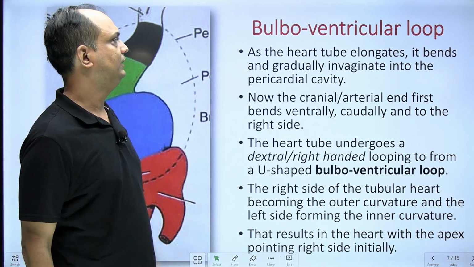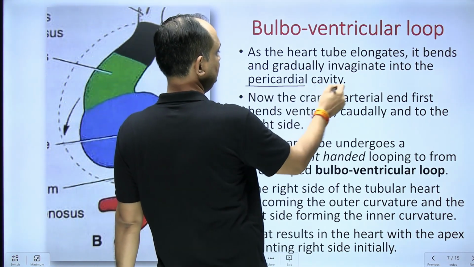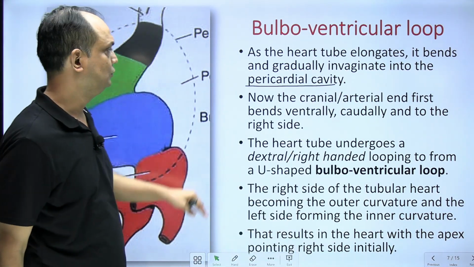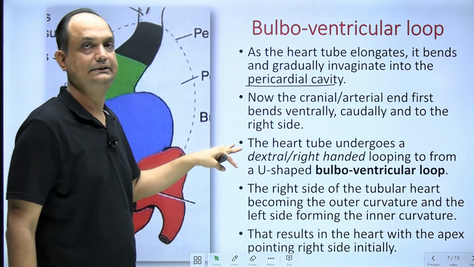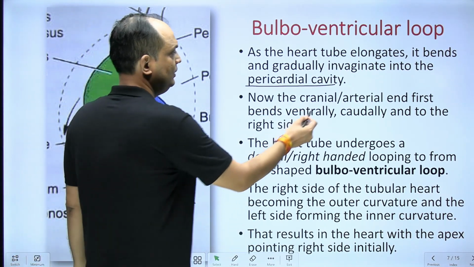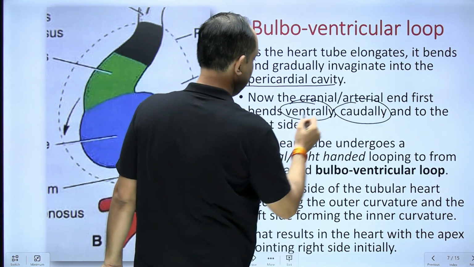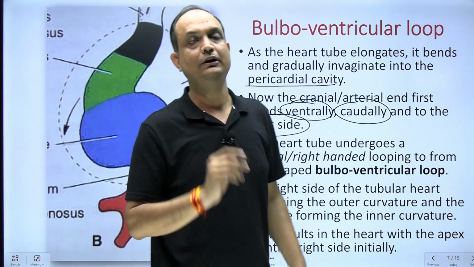As the heart tube elongates, it bends and gradually invaginates into the pericardial cavity, which I just told you. Now the cranial end first bends ventrally, caudally and to the right side. Now see, there are three terms: ventrally, caudally and right side. Try to understand.